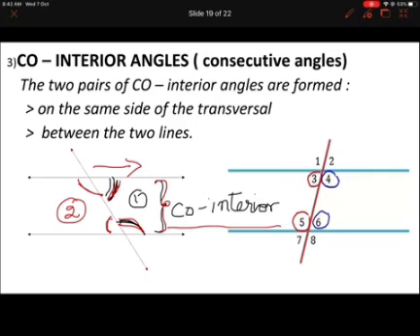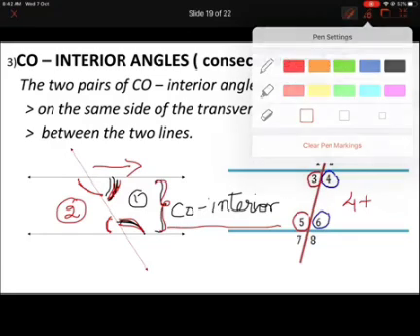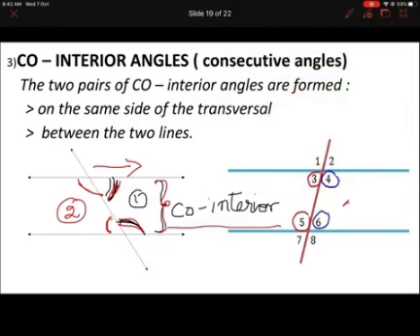You can see 4 and 6. We have 4 and 6 and 3 and 5. Angle 3, angle 5, angle 4, angle 6. They form consecutive pair. I hope it's clear.